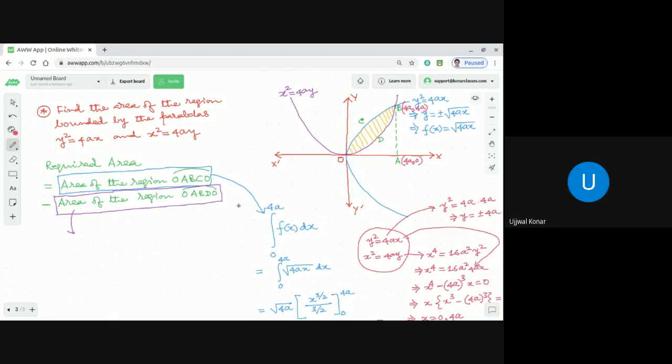So here the same thing, x equals plus or minus the square root of 4ay. So what we are getting is this curve, y is equal to x square by 4a. From here, y equals x square by 4a, so that implies f of x equals x square by 4a.